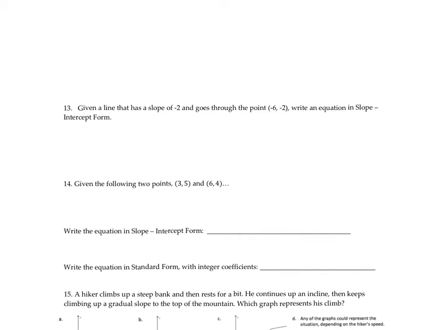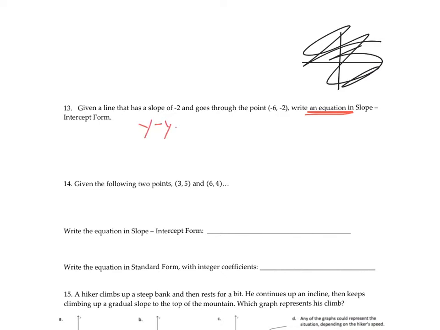Number 13 and number 14. In the uncut, deleted scenes, you have to take on 13 and 14 without a graph. No graph to be seen, and you can still solve and find an equation for number 13 and 14. It all comes down to being able to use point slope form.